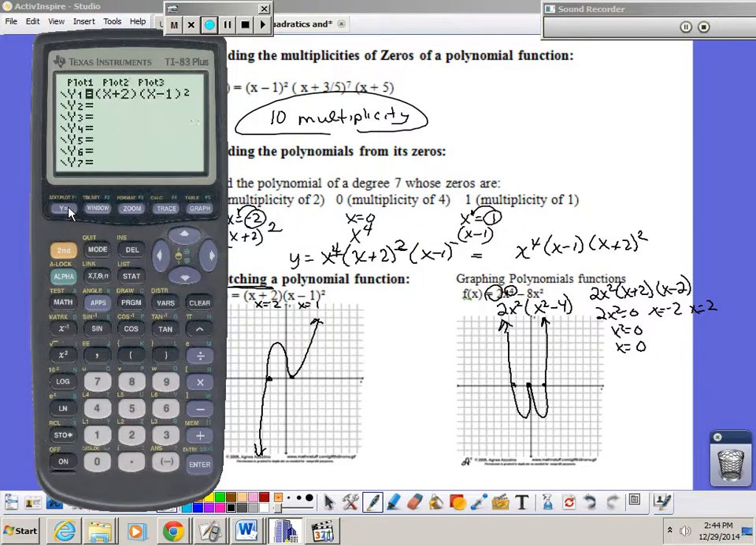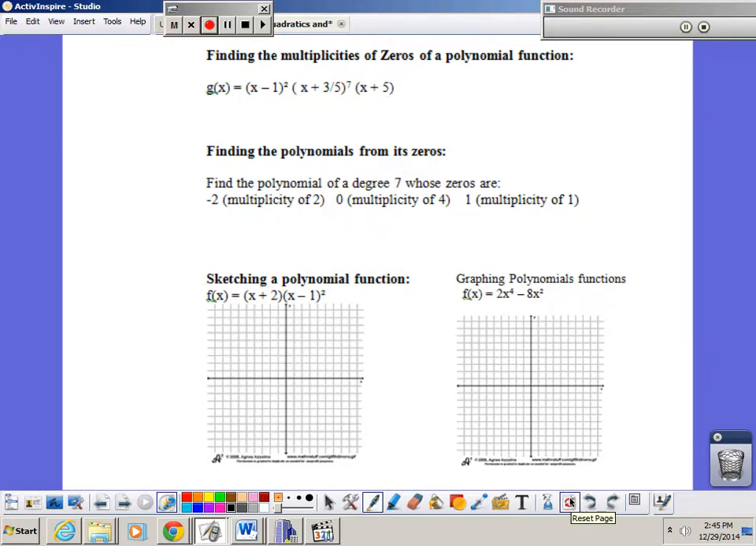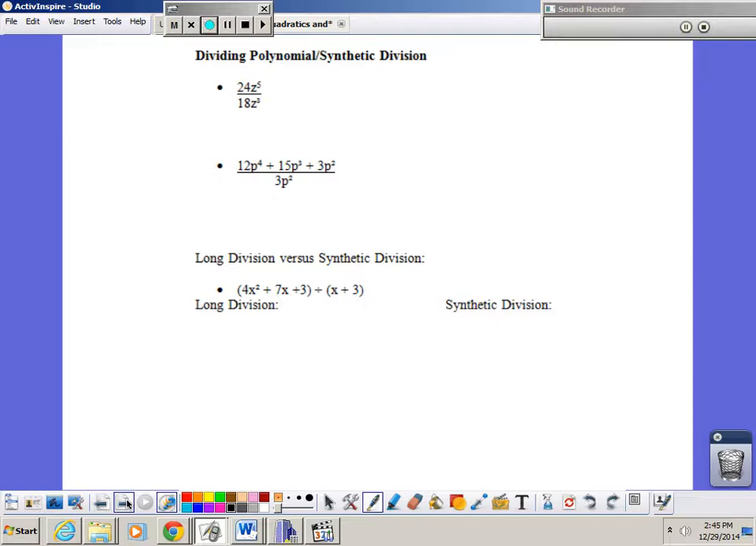So let's see what we got. 2x to the 4th power minus 8x squared. Not too bad. So we can learn a lot about graphs without actually doing a lot, just knowing the theorems that go with it. Okay, we should already know how to divide polynomials by synthetic, but we need that because once we find the roots, we can break it down further using the roots.